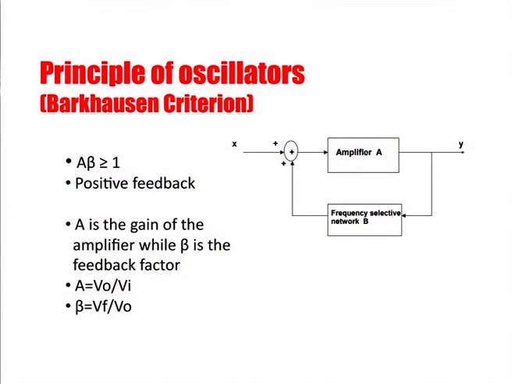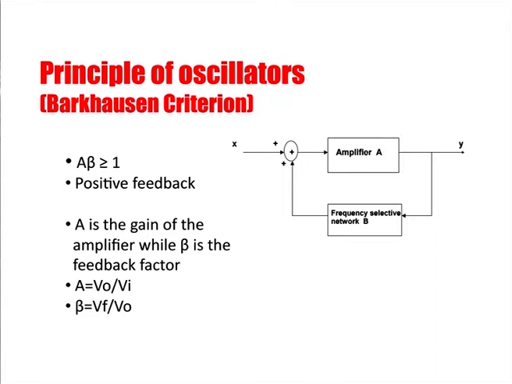Moreover, in order to act like an oscillator, it should have one more property: the product of A and beta should be greater than or equal to 1. Here A is the gain of the amplifier and beta is the feedback factor of the feedback signal. If the product of the gain and the feedback factor is greater than or equal to 1, and the circuit has positive feedback, then we say that the feedback circuit is satisfying the Barkhausen criteria, and it is now capable of generating oscillations.